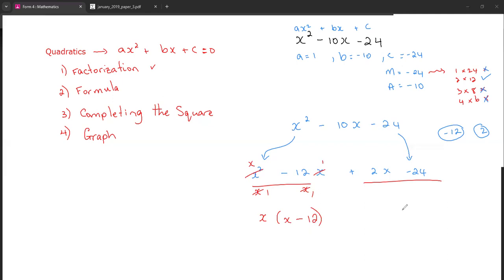Copy whatever's in the brackets and paste. Copy and paste. Then you try to determine what would I multiply by out here by everything inside that will give me back this. And that's going to be positive 2. Remember, these signs are important. So 2 times x will be 2x, and 2 times negative 12 will give me negative 24. Then we pull out one of the duplicated brackets.